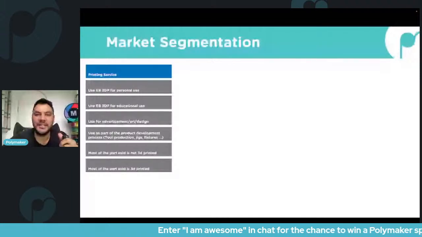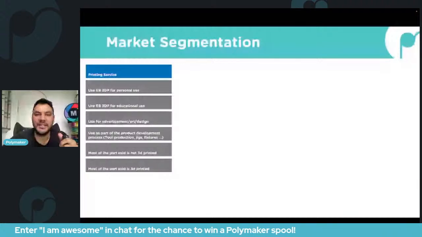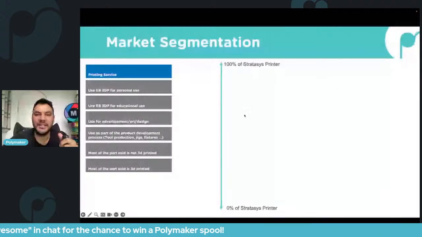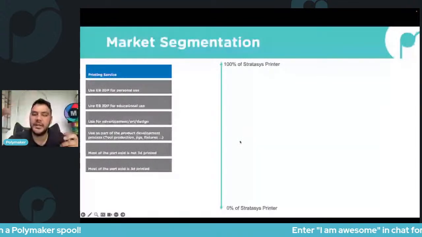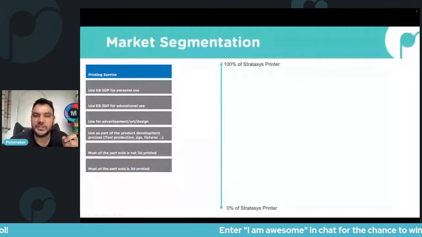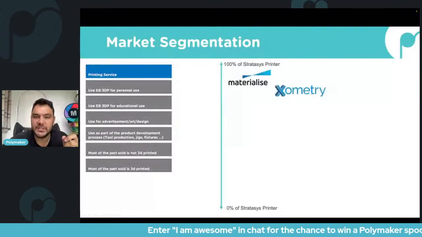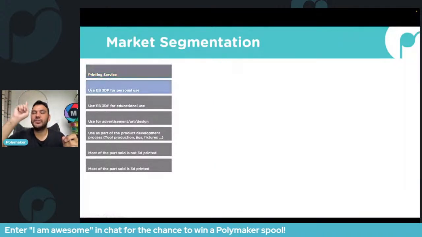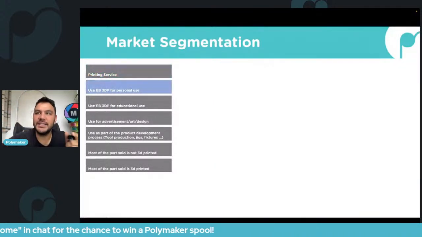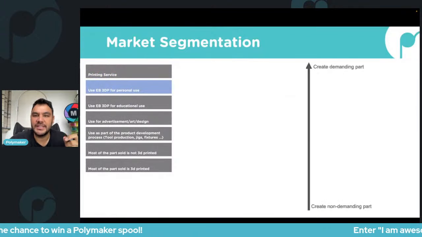So printing service is not really important, but I made a spectrum of printing services that are using 100% Stratasys printers, and none of them are Stratasys printers. But that's not really important. Okay, for personal use. This is the one that I need your input on. This is how I segmented it.